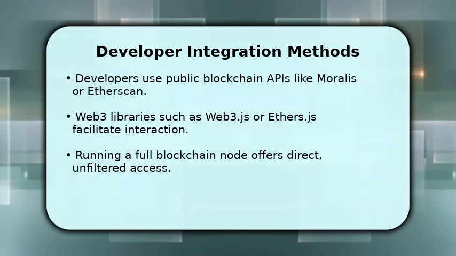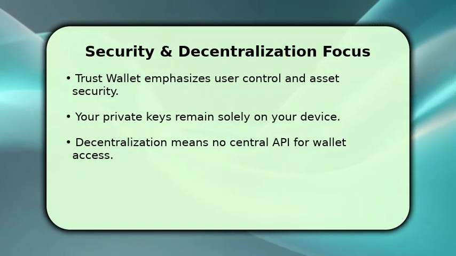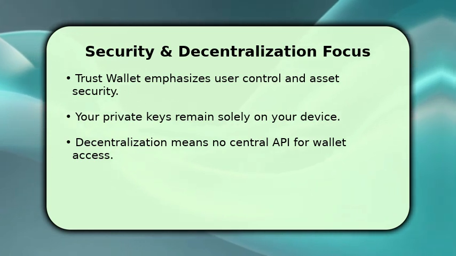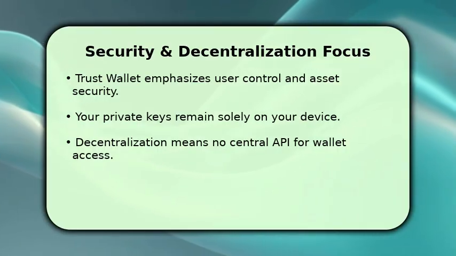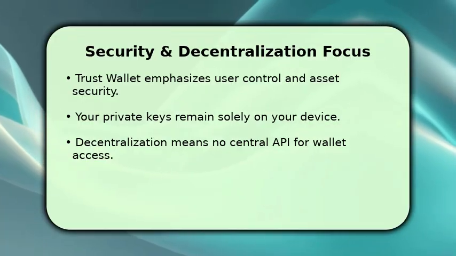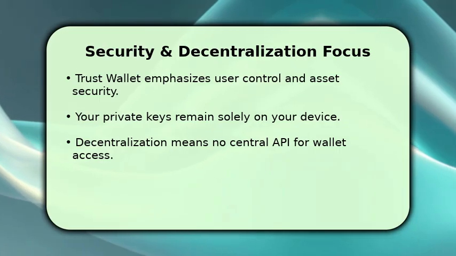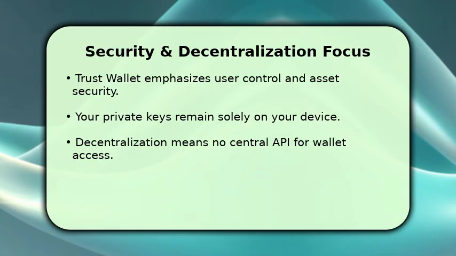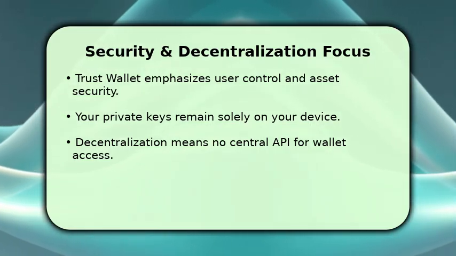a wallet-specific API key. Trust Wallet's core philosophy centers on security and decentralization. By not offering a direct API key, it ensures your private keys never leave your device, maintaining maximum control over your funds. This non-custodial approach means there's no central server or API that could be compromised to access your wallet. Your interaction with the blockchain is always direct, through your wallet's interface or via secure developer tools.